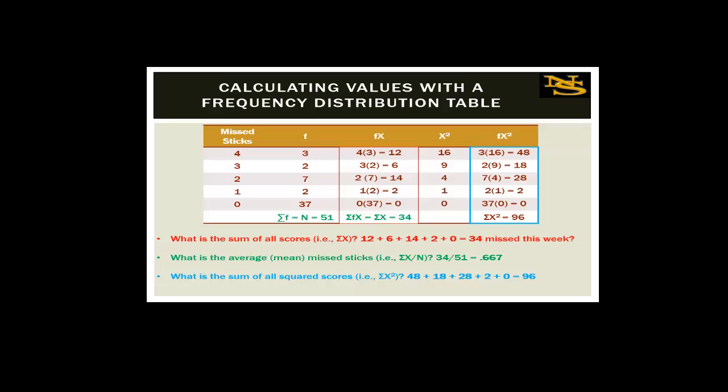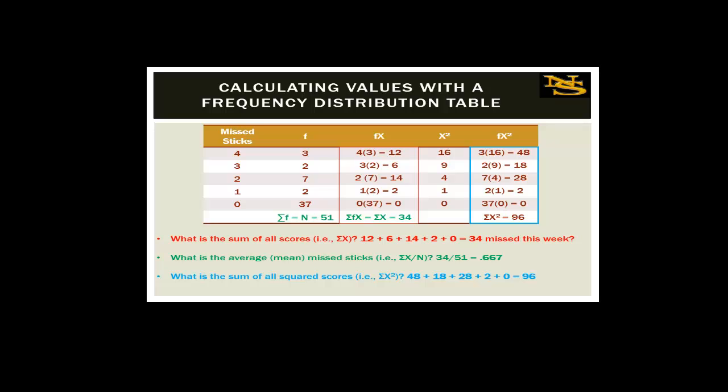I tried to color code things to make it easier to understand. See this nice red box corresponding to the red text here. This is all we care about. Well, what if I asked you, what's the average or the mean? In statistics, we call the average the mean. Not because we're mean and angry, but that's just the statistical term for it. So what is the average or the mean missed sticks in this population?